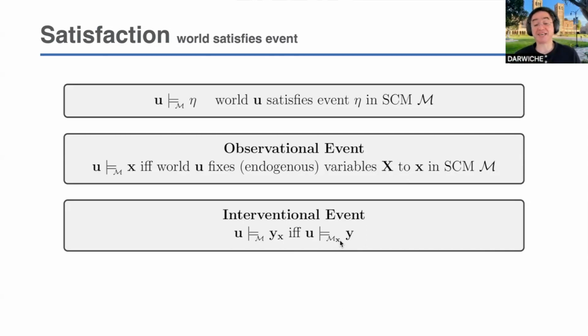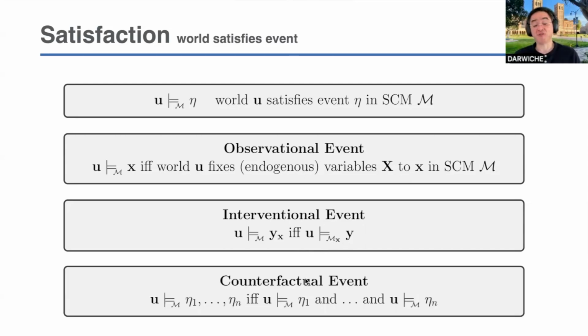And then I ask, in that model, is this true? So again, we'll see a concrete example next. And then for a counterfactual event like this, is it true in a particular world? Well, it's a conjunction. So if each one of the events is true and so on. All right. So let's see how powerful this is.